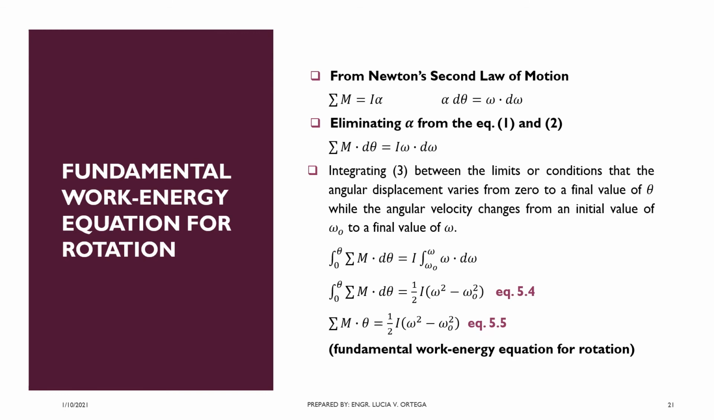So integrating equation 3 between the limits or conditions that the angular displacement varies from 0 to a final value of theta, while the angular velocity changes from an initial value of omega sub o to a final value of omega. We can integrate both sides of equation 3, substituting the limits: on the left side 0 to theta, on the right side omega sub o to omega. So integrating, we have here equation 4.